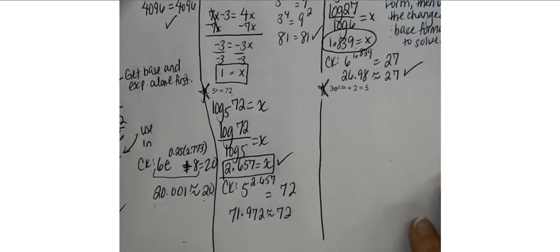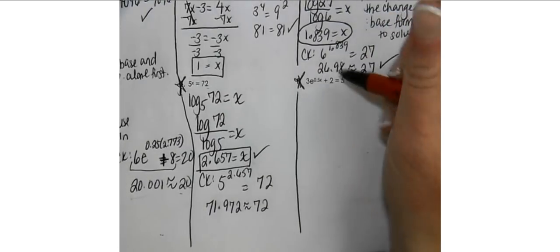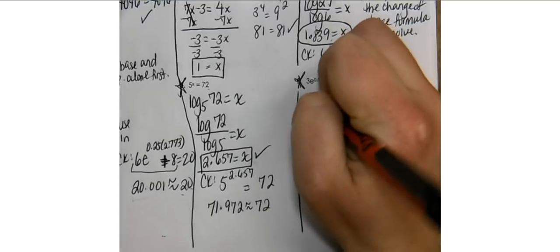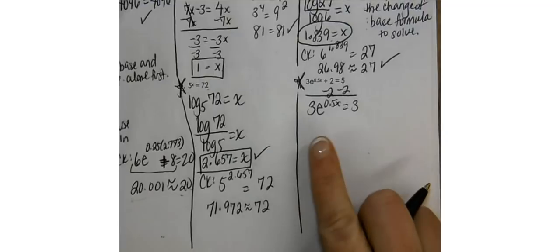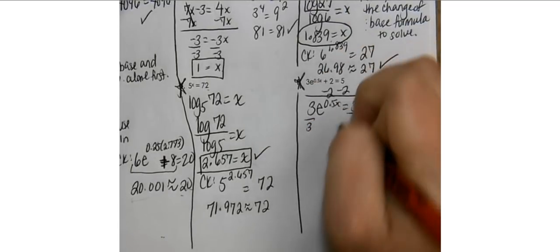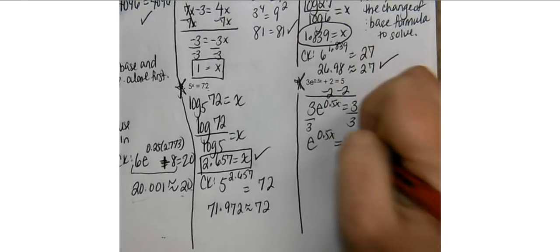And there's your answer. For letter F, we need to get the exponent alone first. So we're going to subtract 2 on both sides first. We end up with 3 times e to the 0.5x power is equal to 3. I need to get the base alone, so I'm going to divide both sides by 3, and I end up with e to the 0.5x power is equal to 1.